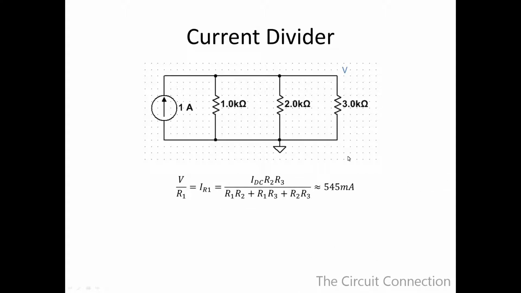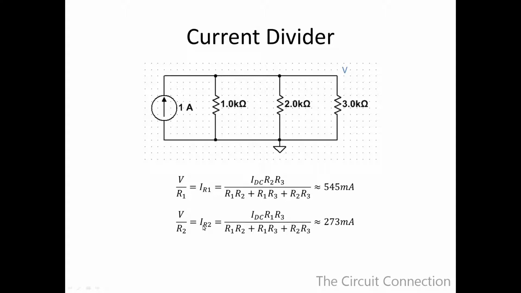Next, we will use the fact that voltage over our resistance here, V over R1, will give us the current through that resistor. What is that current? That current, when we use this formula that we've derived by dividing out by R1, is IDC times R2 times R3 divided by R1 R2 plus R1 R3 plus R2 R3. When we put in those values, we get approximately 545 milliamps.